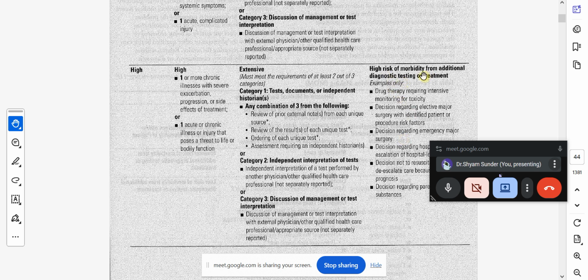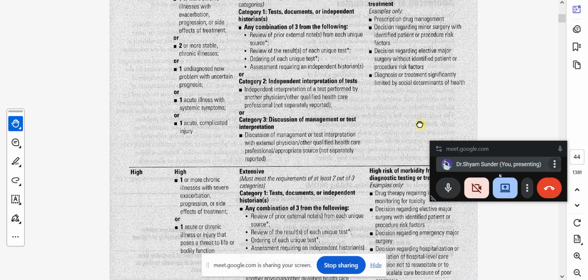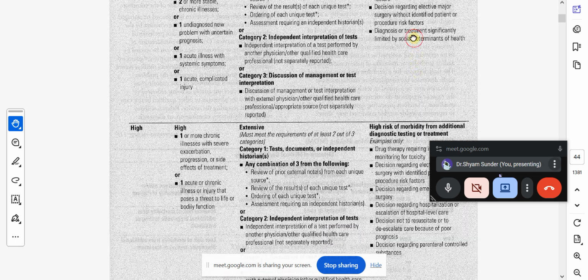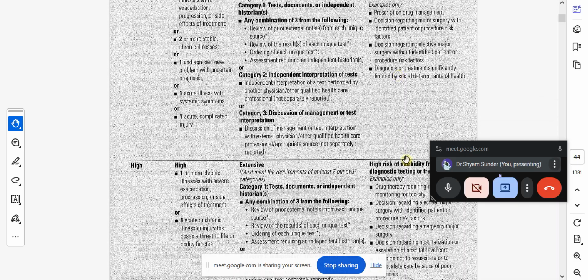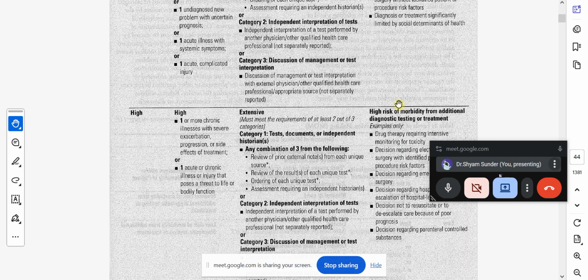What you need to understand is these examples for each element under different levels, that you need to go through. Most of them are self-explanatory. You need to understand and memorize.